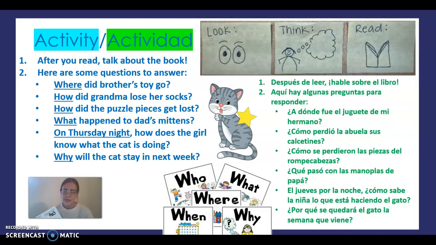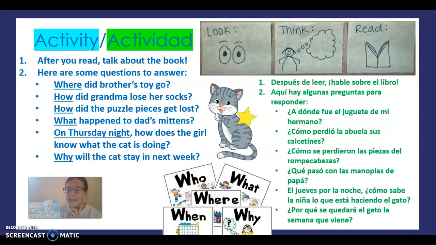Where did Brother's toy go? I remember reading on page 4, so go ahead and flip to page 4 and we can look at it together. I remember reading, on Monday, my cat eats tuna from a tin can. I help my brother look for his toy. On Monday night, my cat goes out. Okay, so it kind of seems like brother lost his toy, and then the cat goes outside.